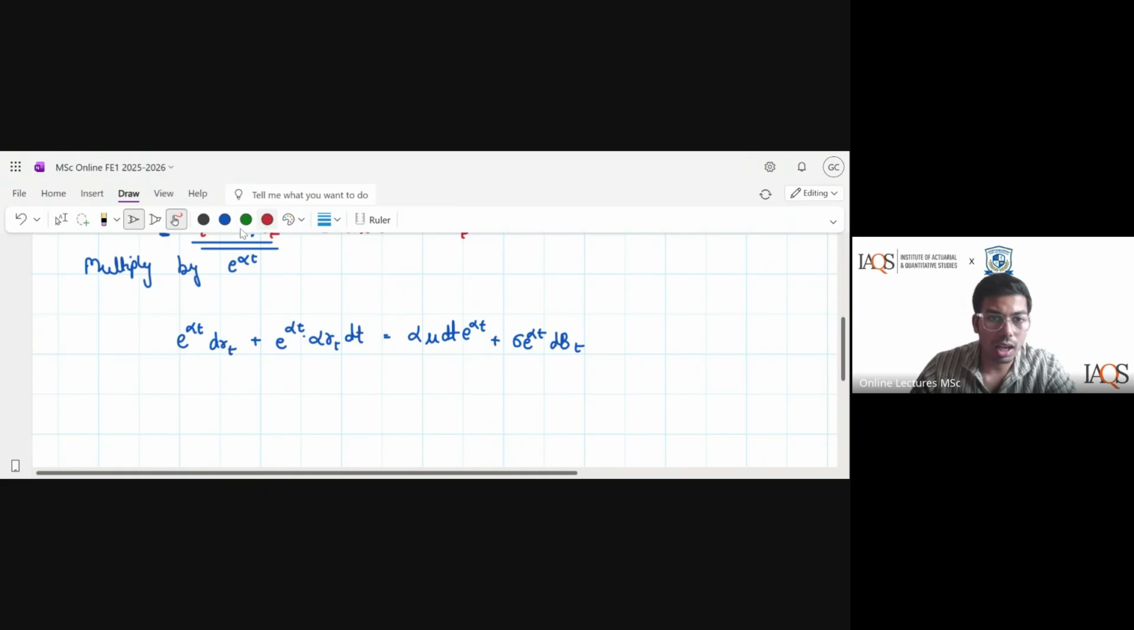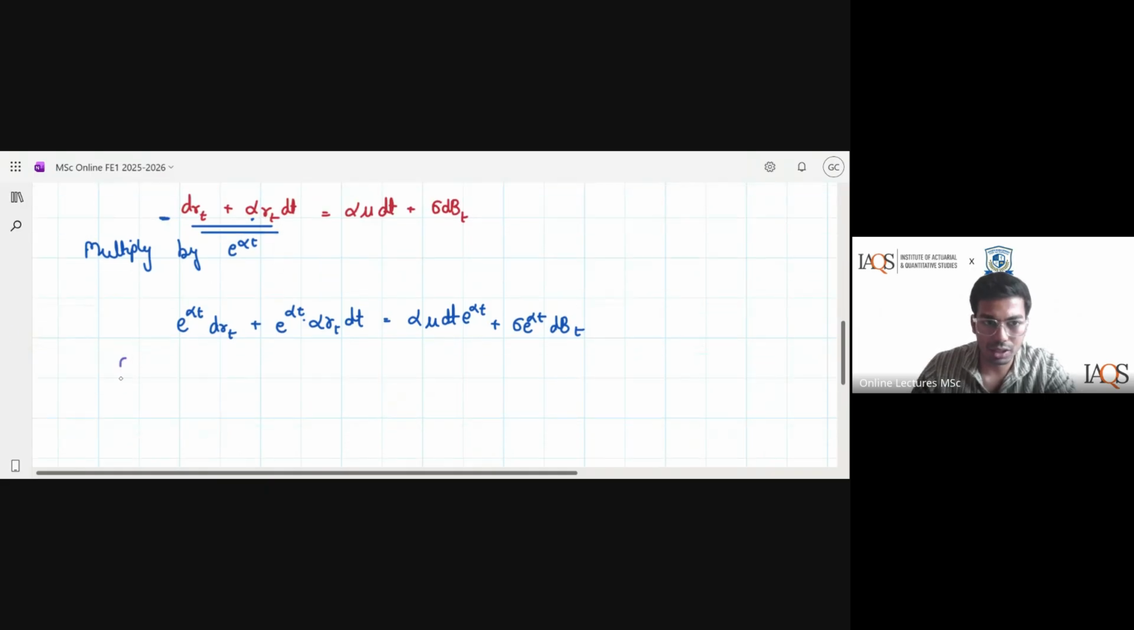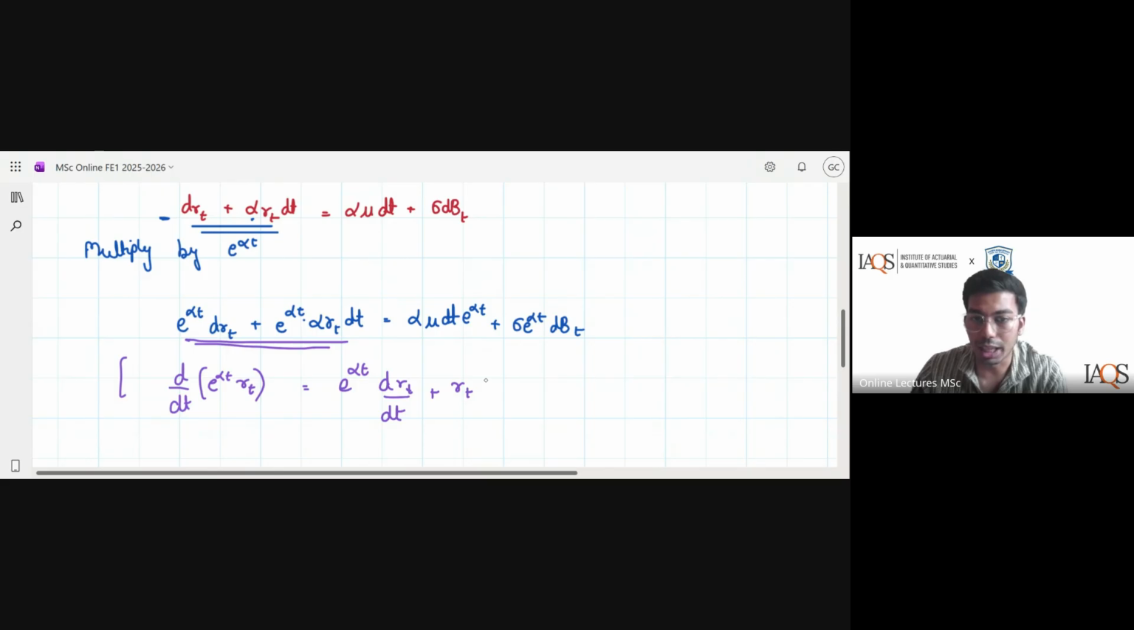Now, remember what I'm writing now is in brackets. It's a separate calculation that I'm doing, not in continuation to this. Can I say this now looks like a UV rule? Because I have e raised to alpha t RT. Let's figure out separately what kind of UV rule it is. So let's consider d by dt of e raised to alpha t RT. Because here I have dRT and here I have e raised to alpha t. So the UV rule would be: U derivative of V plus V derivative of U.